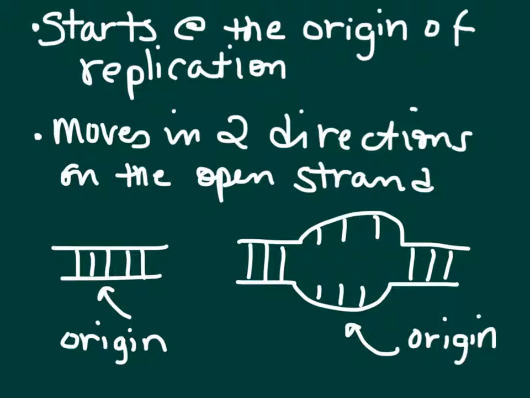In a eukaryote, many origins of replication. That's how it's faster, because it starts at different spots, and it stops when those spots meet. So we can speed it up a little bit.